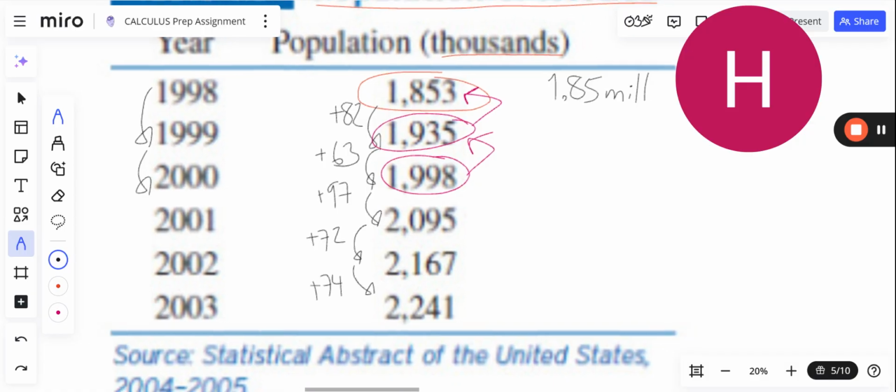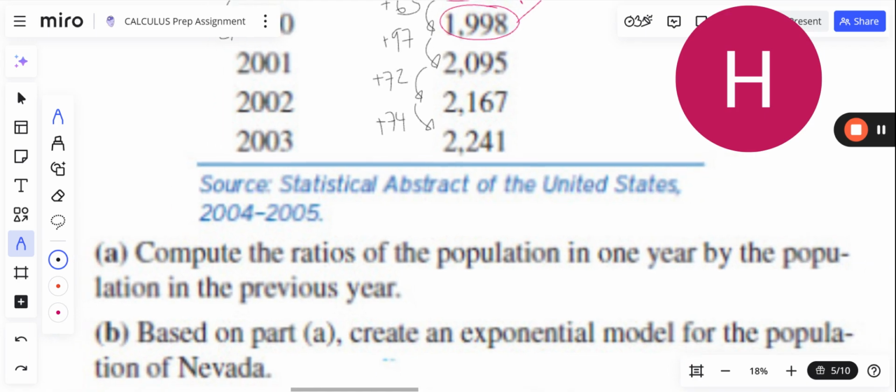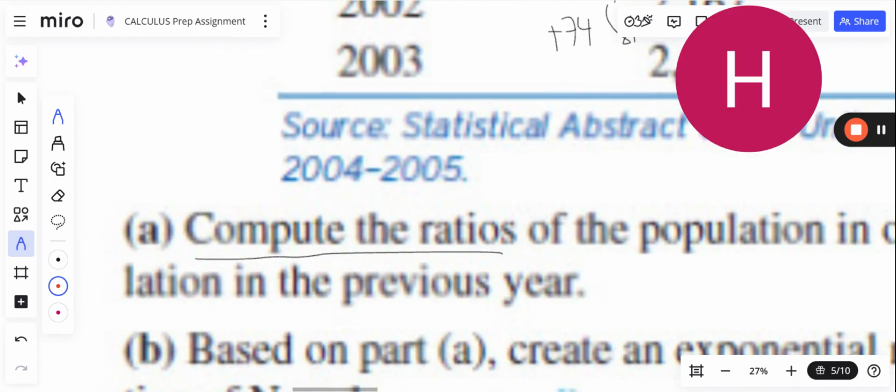So if you want a really precise model for this growth, you would have to use maybe Desmos or some kind of statistics to get the best fit line, sort of like we got the line of best fit earlier, but we got a linear model. You can do the same process with some data and extract an exponential model that captures most of the data. So let's see what they want us to do here. Yeah, sure enough, part A says to compute the ratios. So that's what we have to focus on.